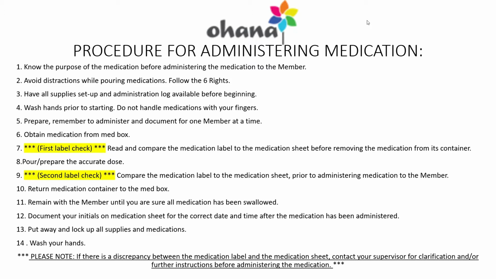Third, make sure you have all your supplies set up and the administration log available before beginning. It's always the worst if you start giving medications and you realize the binder that you log medications in is in a separate room. Medications always need to be watched. You always need to be arm's length away from them, or someone needs to be arm's length away from them. So you can imagine it'd be a pain to coordinate getting the binder to you when you need to keep arm's distance from the medications in a separate room.